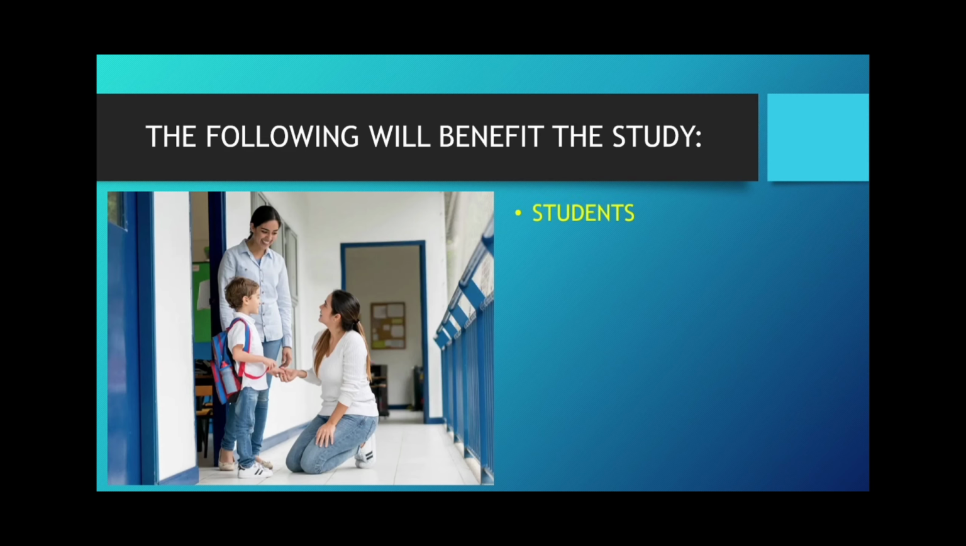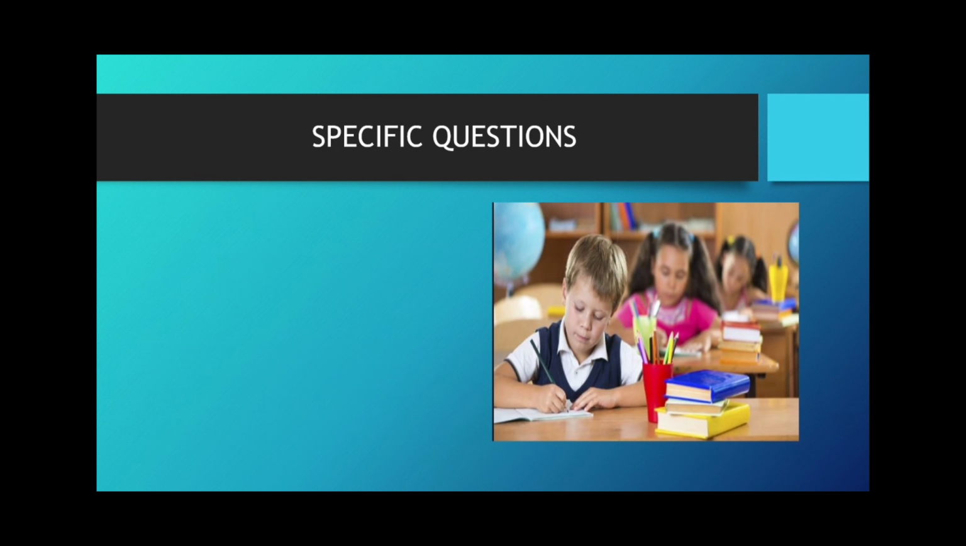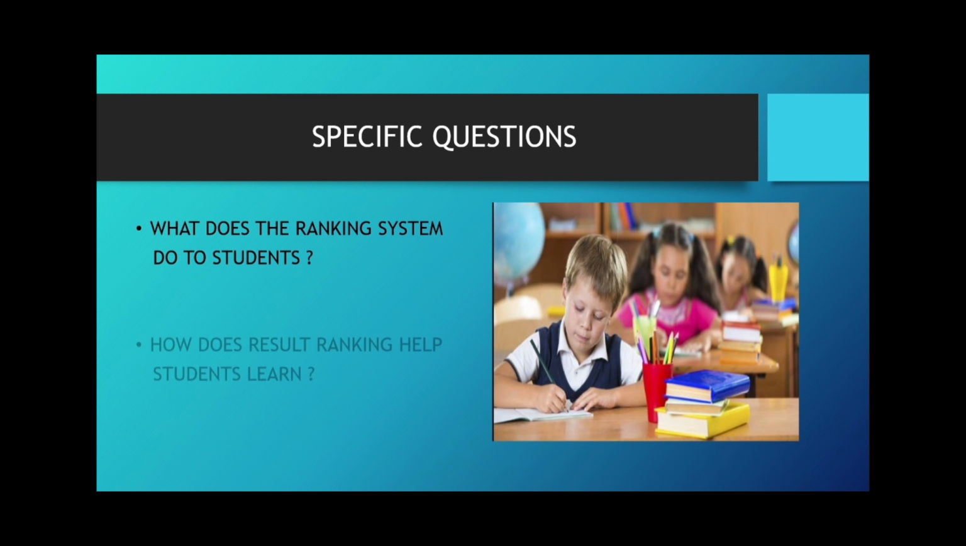The first one is the students, the second one is the teachers, the third one is the parents, the fourth one is the school, and the fifth one is the future researchers. In this study, we will encounter this general problem, which aims to understand how the student grade is based on excellence in their study. The goal of this study is to lessen the workloads of the teachers when it comes to the grading or ranking method. And also, we will be answering some specific questions in this study, like what does the ranking system do to the students, and how does result rank help students to learn.